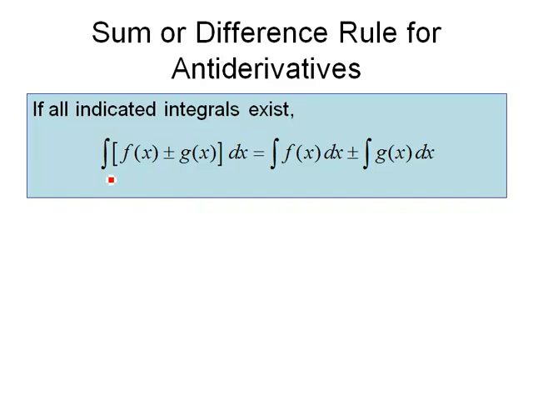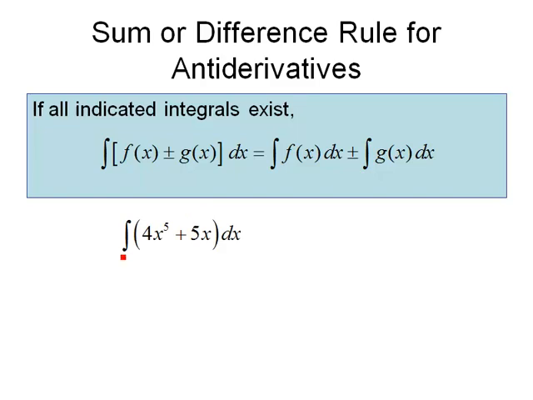If we need to find the antiderivative of the sum or difference of f and g, so the sum and difference of two functions, all we need to do is take the antiderivative of the pieces. So the antiderivative of f of x and the antiderivative of g of x, and then either add or subtract, whichever is appropriate.